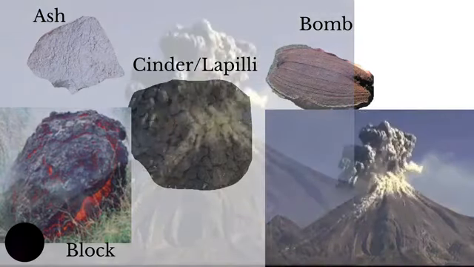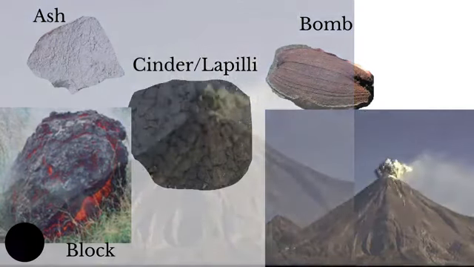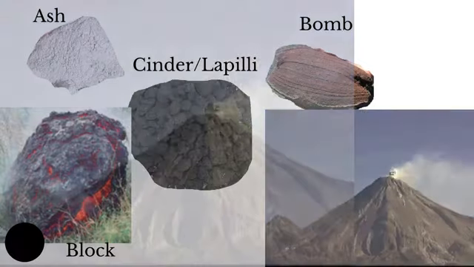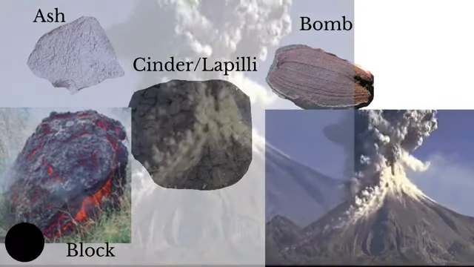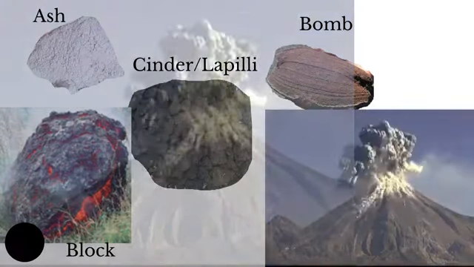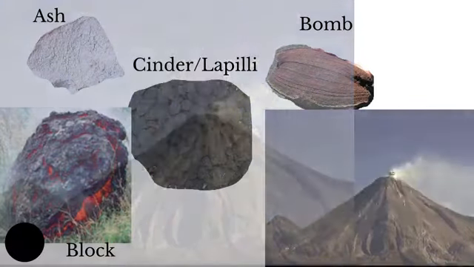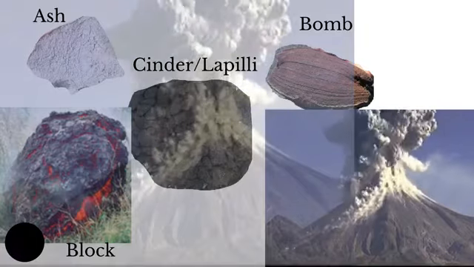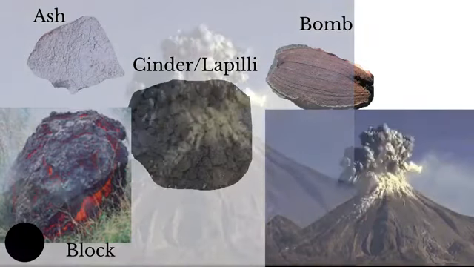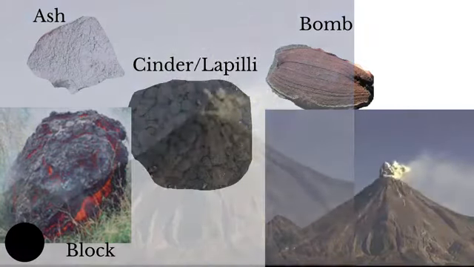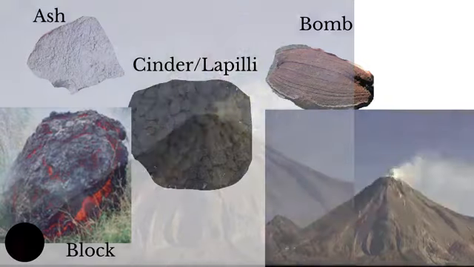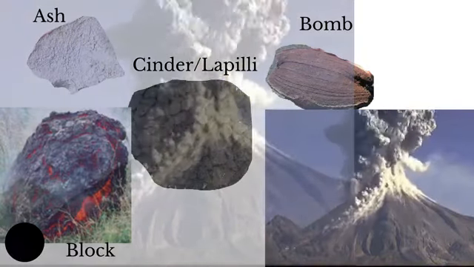Extrusive landforms may also be the result of solid materials being ejected. Now, some of the solid materials that may be ejected from a volcano include ash, cinder, bomb, block.